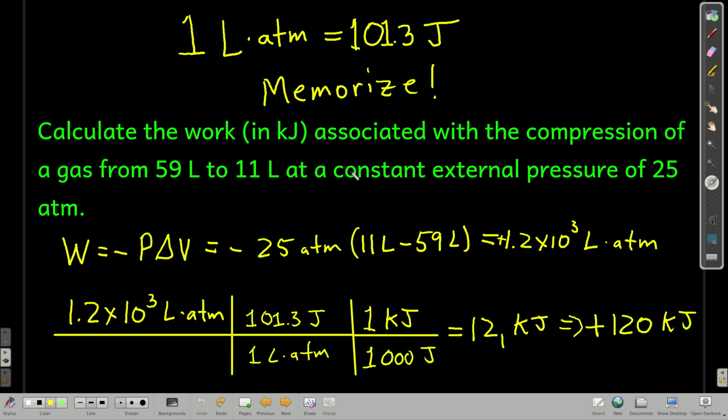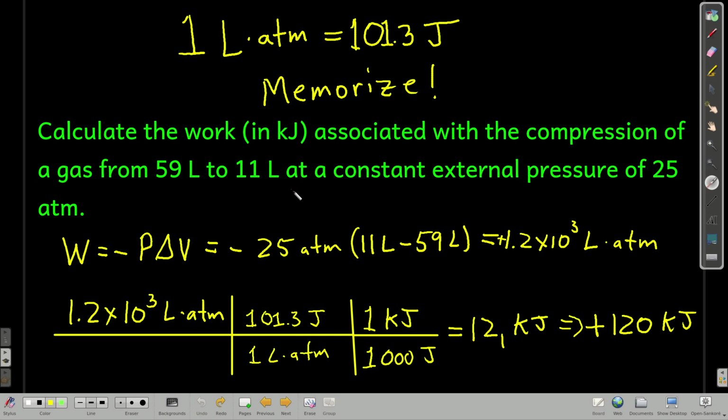Let's look at another example. Let's calculate the work, just the work now, not the internal energy change, associated with the compression of a gas from 59 liters to 11 liters at a constant external pressure of 25 atmospheres. So before we start, this is a really important conversion for these kinds of calculations, so make sure you memorize it. One unit of energy would be liter atmospheres. The relationship between liter atmospheres and joules is 1 liter atmosphere is equal to 101.3 joules. Now that's not exact, but it's 4 sig figs for you.